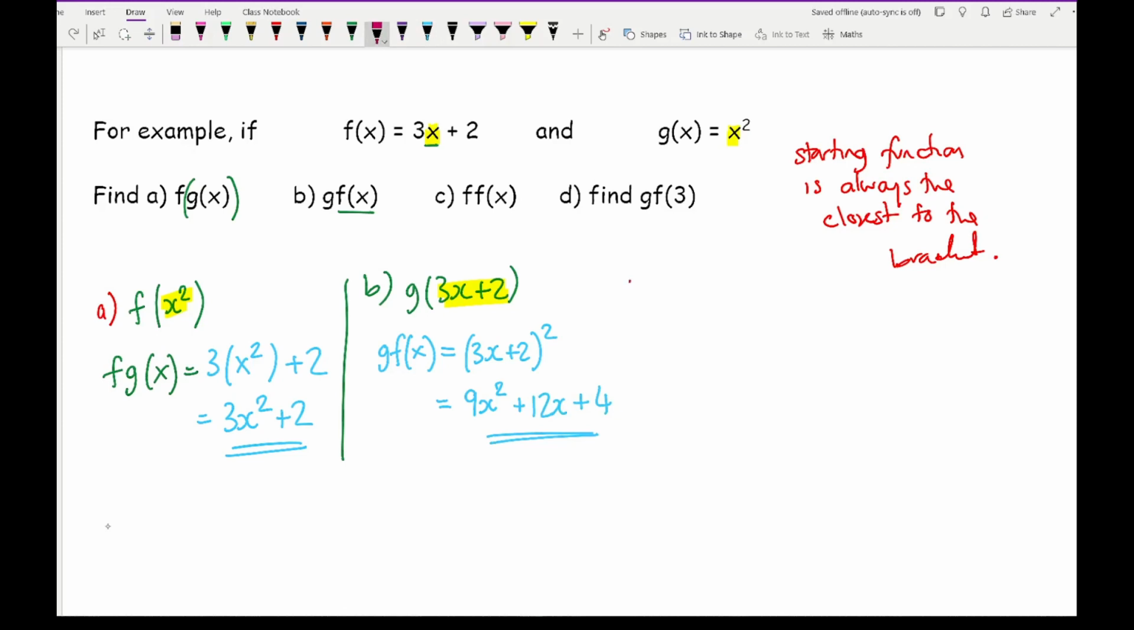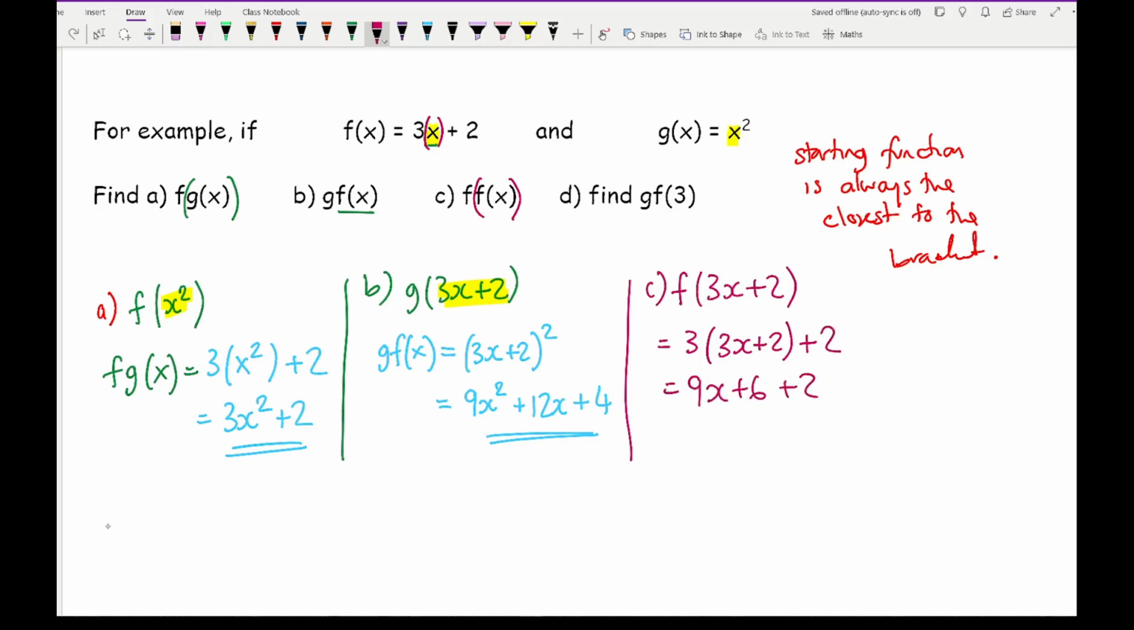Then for c, this is where I'm substituting the function of f into the function of f. If I put brackets around this, then for c what I've got is f, and then I substitute the function of f, that's 3x plus 2. Wherever I've got an x, I'm going to swap that with whatever's in this bracket. So I've got 3 lots of the bracket, which is 3x plus 2, plus 2. Then expand the brackets, so I get 9x plus 6 plus 2, which gives me 9x plus 8.